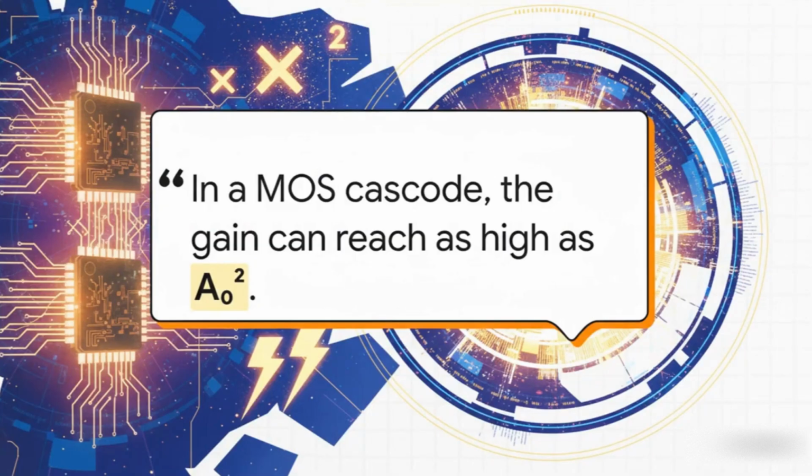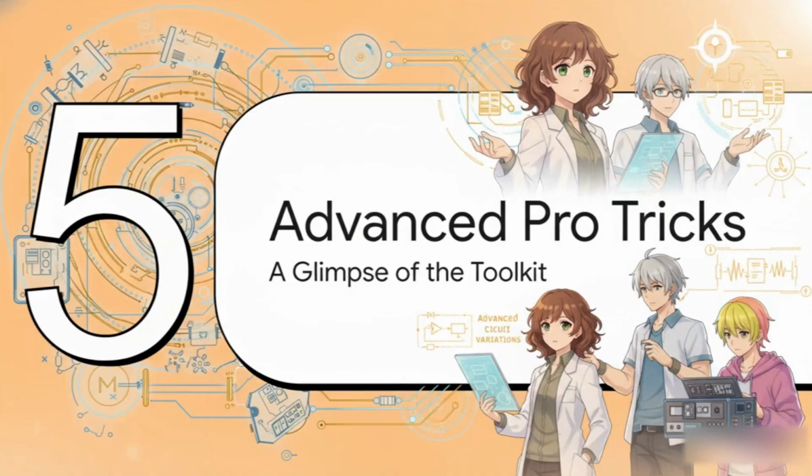And here is the absolutely incredible result of that. When you stack them, you don't just add the gain together. Oh no, you multiply it. The total gain of a cascode amplifier can get close to the intrinsic gain squared. I mean, just think about that. You've taken the speed limit of a single transistor and you've squared it, all by just adding one more tiny device. It's amazing.